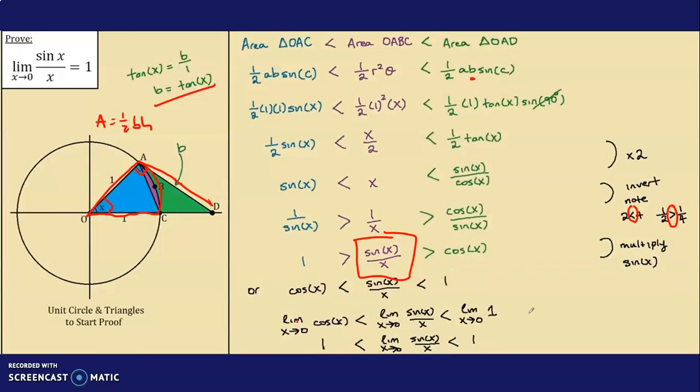And now we can start thinking about limits. So the limit as x approaches 0 of this would have to be less than the limit as x approaches 0 of this, which would be less than the limit as x approaches 0 of 1. Now these first two, we can figure out that those limits are both equal to 1. And so if this limit is always trapped in between 1, then it must also be equal to 1.